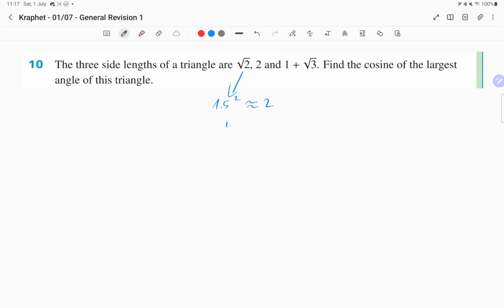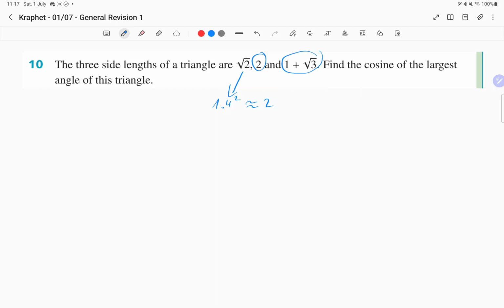So 1.5 is okay because if you actually work out 1.5 times 1.5, it's about 2.25, so roughly less than that. So let's say 1.4, okay? Good enough, right? The reason why it's good enough is because you only need to know roughly what the values are. What's 1 plus root 3?